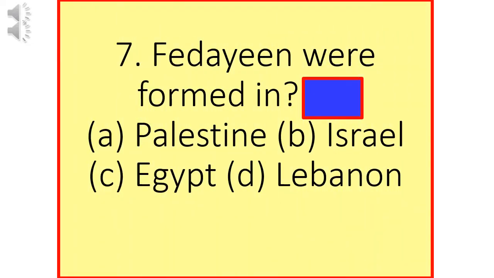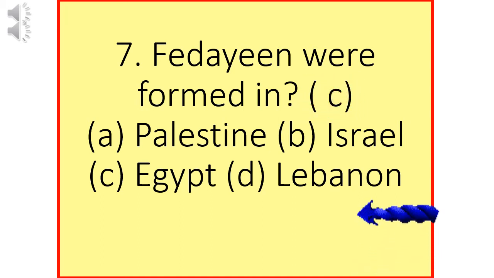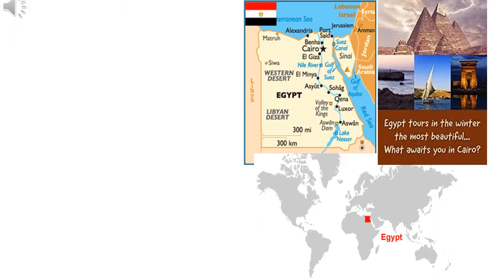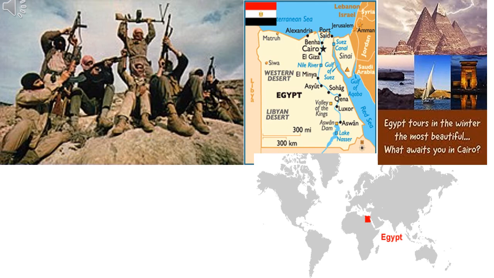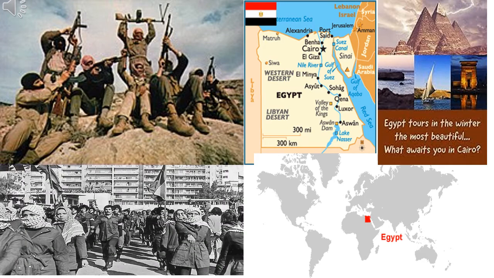Free Officers were formed in: A. Palestine, B. Israel, C. Egypt, D. Lebanon. Correct answer C, Egypt. Egypt map and images.